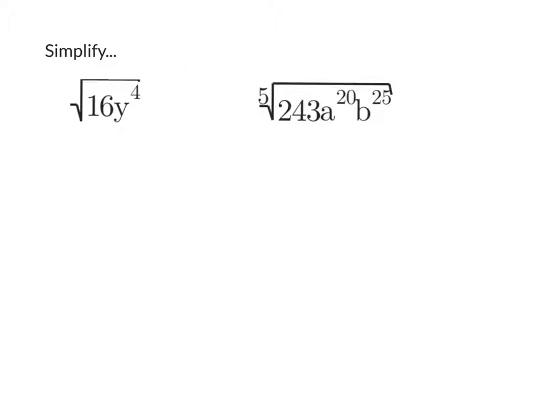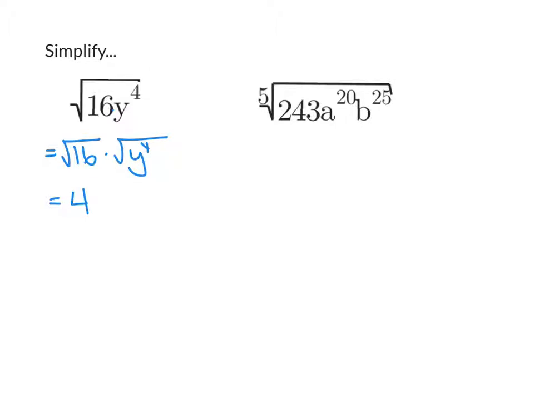Let's simplify a handful of roots. If we're dealing with the square root of 16 y to the fourth, one thing that we can do, since 16 and y to the fourth are being multiplied together, is to break this up into the square root of 16 times the square root of y to the fourth. Now we all know that the square root of 16 is 4, but how about when it comes to the square root of y to the fourth?